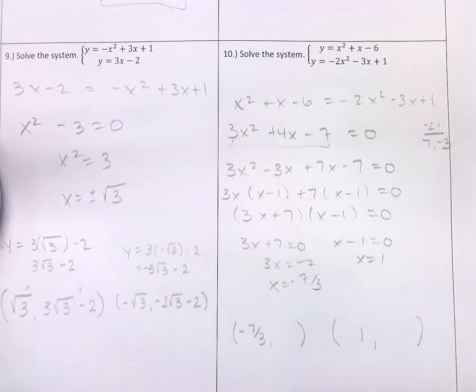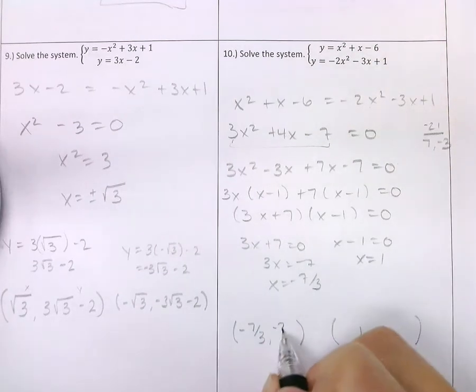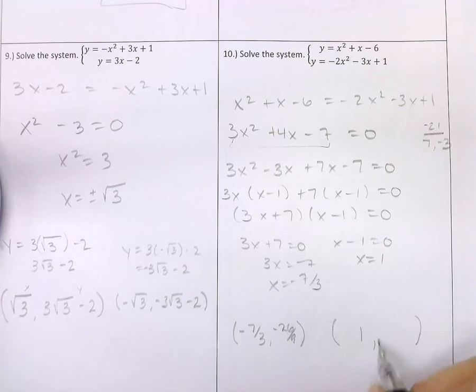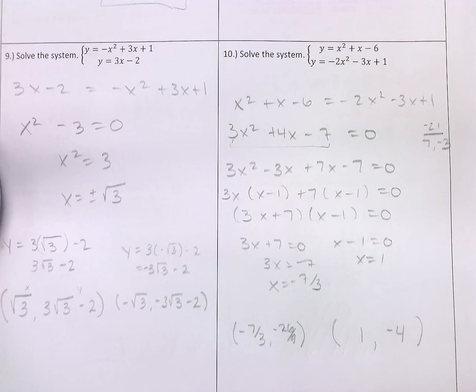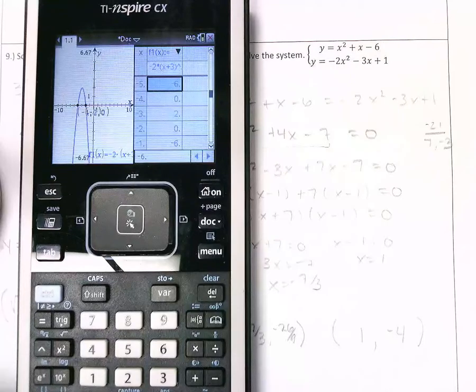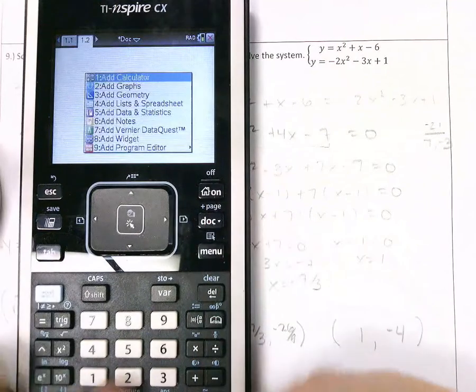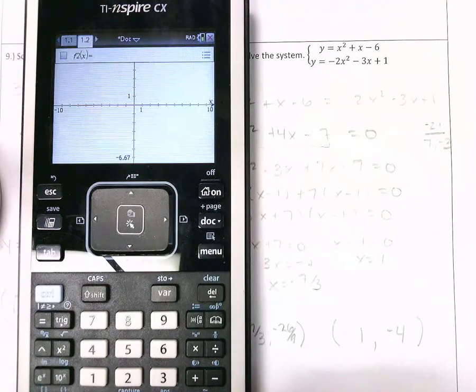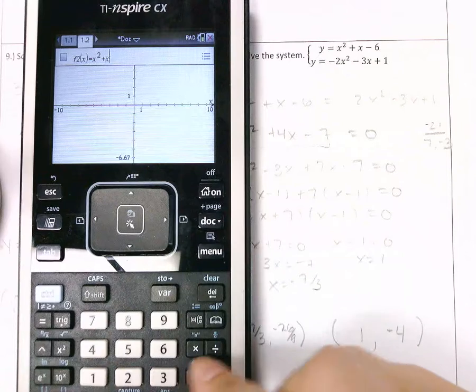After you find your x's, you want to plug them back in to find your y's. So, yeah, that's right. Negative 26/9, and this is negative 4. And again, you can use your calculator to plug it back in if you want, because I don't expect you to be able to plug that back in and get the answer in a reasonable amount of time. Like, you should be able to do it, but not necessarily quickly. If you want to check this question, you can graph both parabolas.